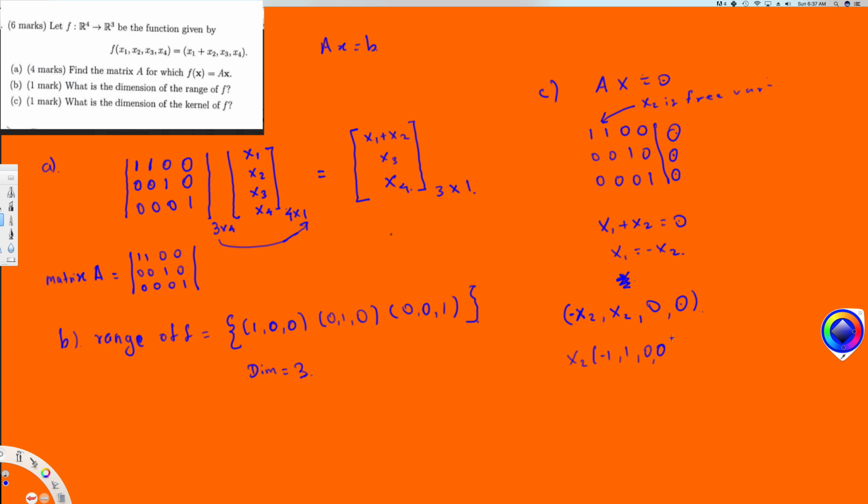So this is the vector of the null space, and we know the only vector is 1 because we have only one free variable. Therefore, the dimension is equal to 1, and that's how it's done.